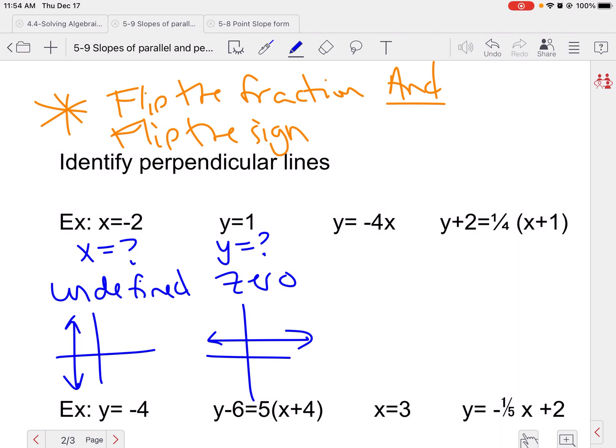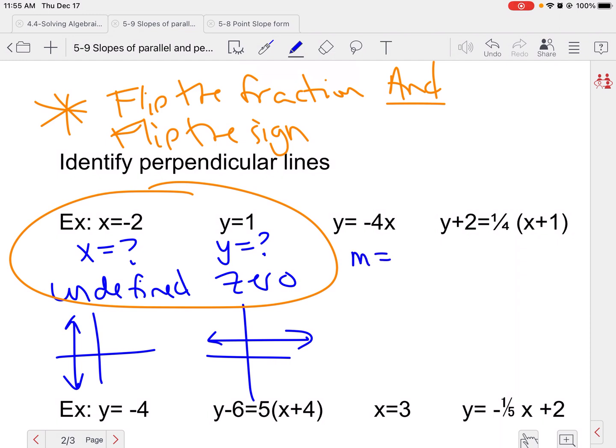Since one is vertical and one is horizontal, those will always be perpendicular to each other. They will always meet at a 90-degree angle. So anytime you see an equation with x equals something and y equals something, those are automatically perpendicular to each other. Okay, let's look at these last two and see if they're perpendicular.